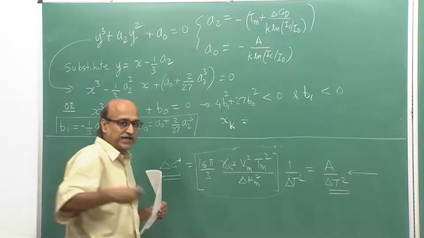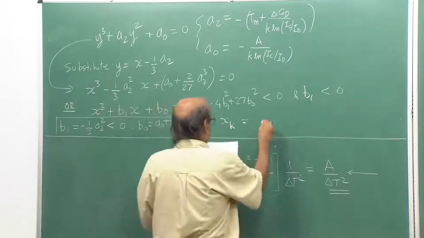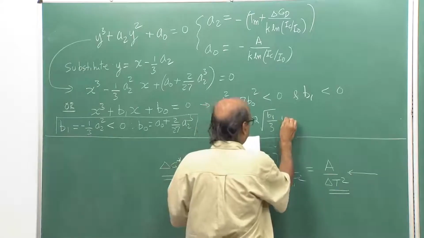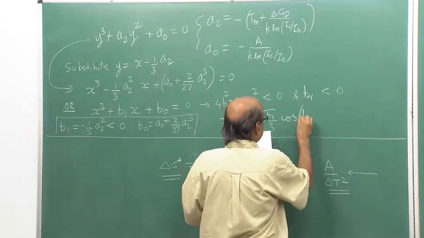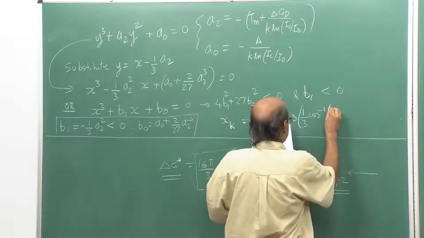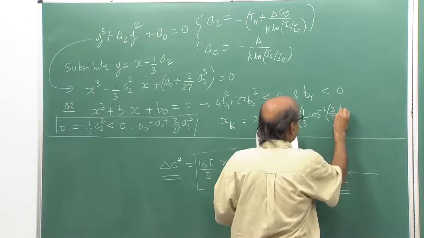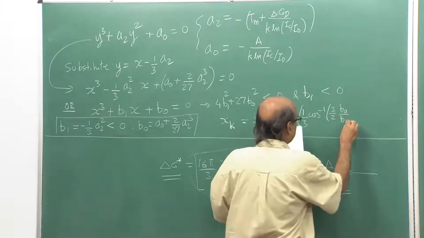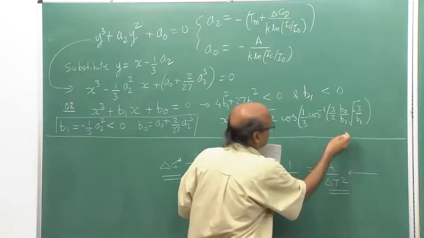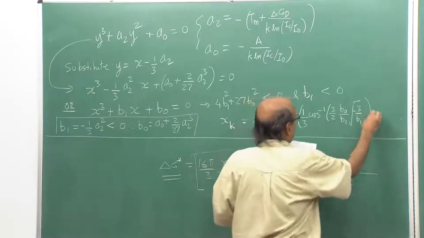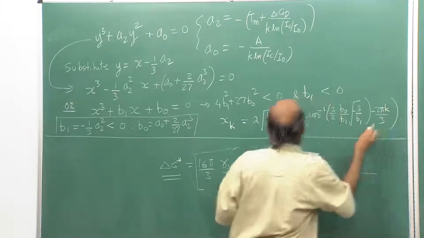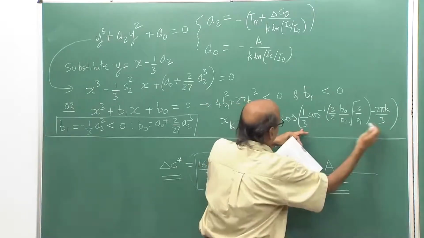xk, where k is the kth root, is equal to 2 square root of (-b1/3) times cosine of 1/3 cos inverse of (3/2)(b0/b1) square root of (-3/b1), minus 2 pi k upon 3, and brackets close. So, you are taking cosine of this entire quantity.